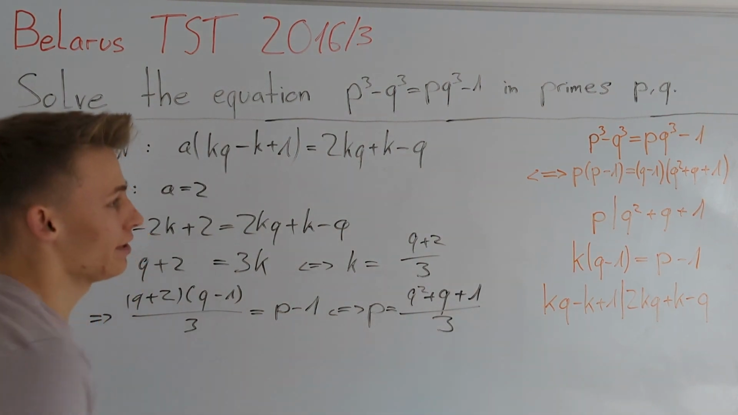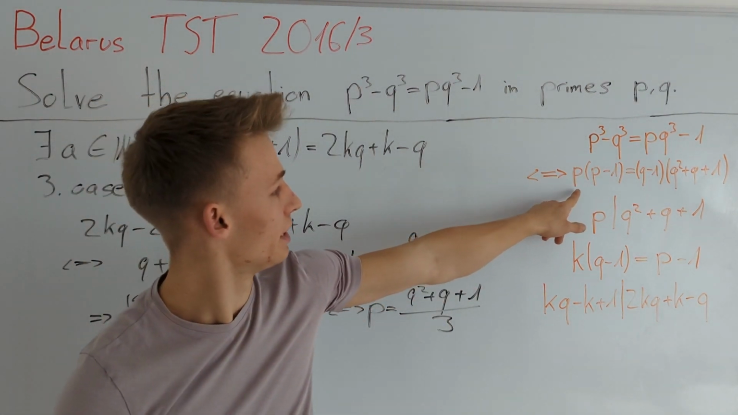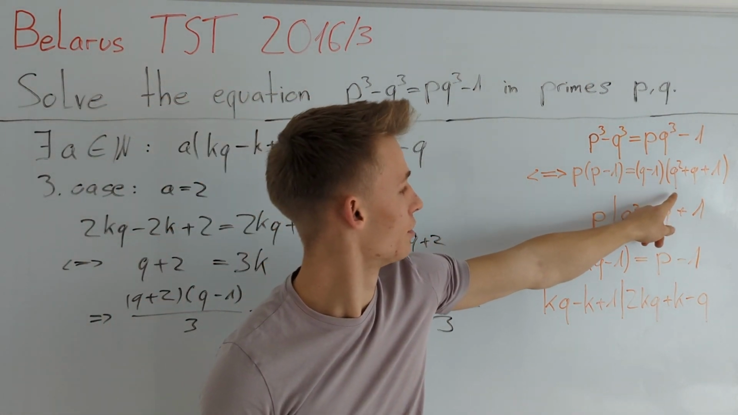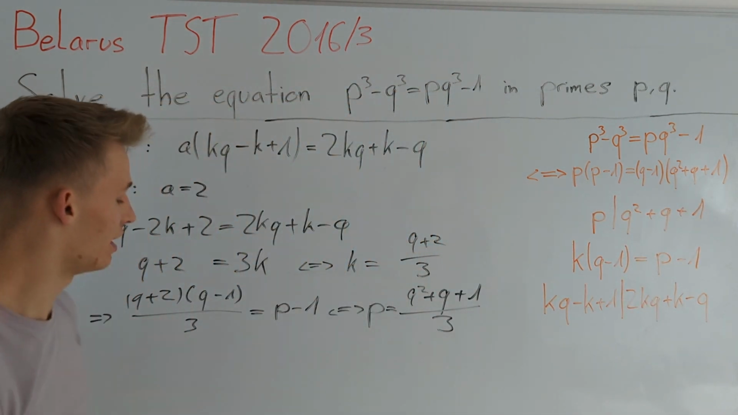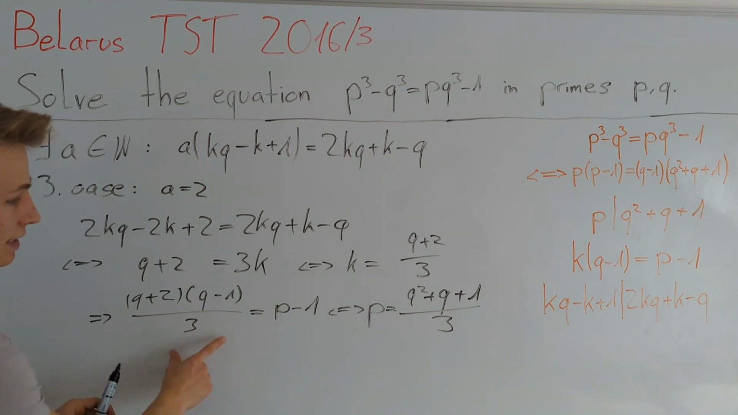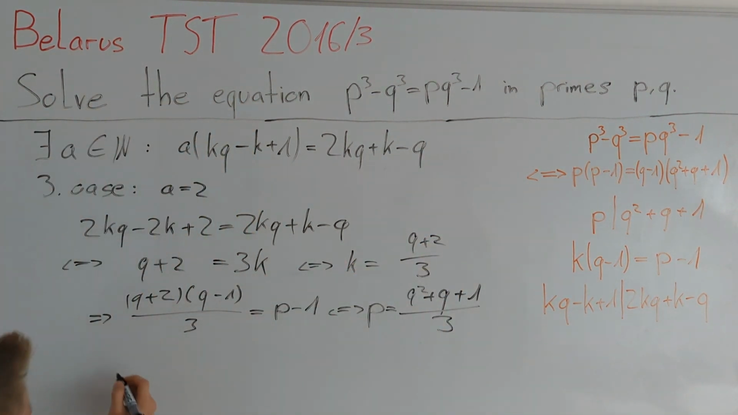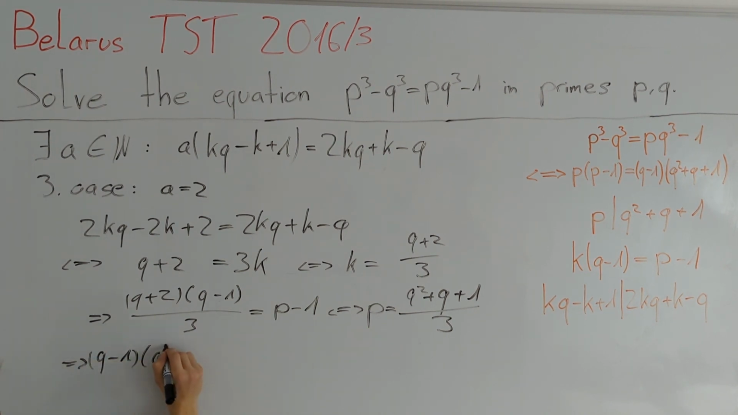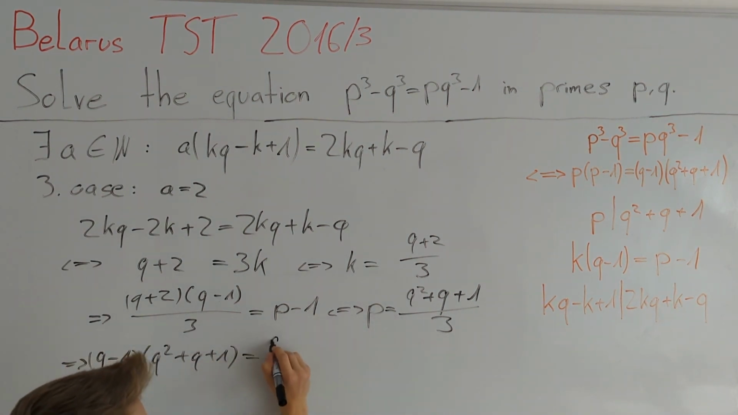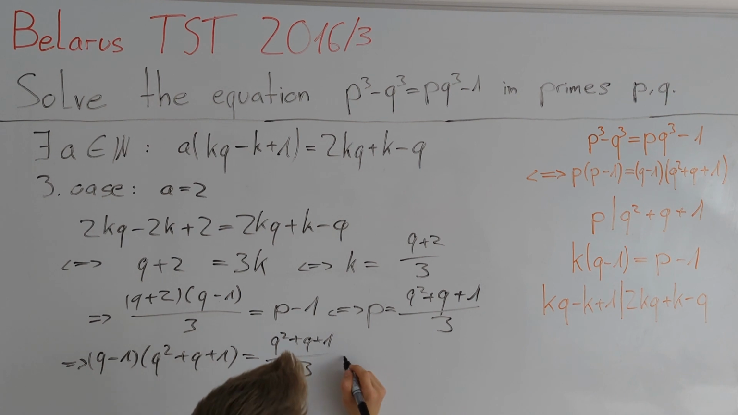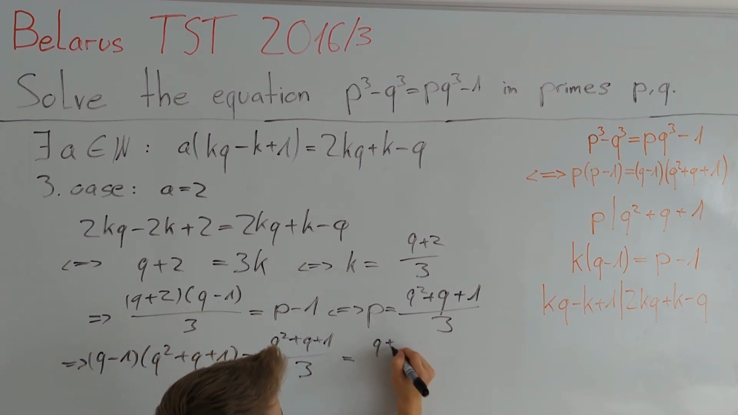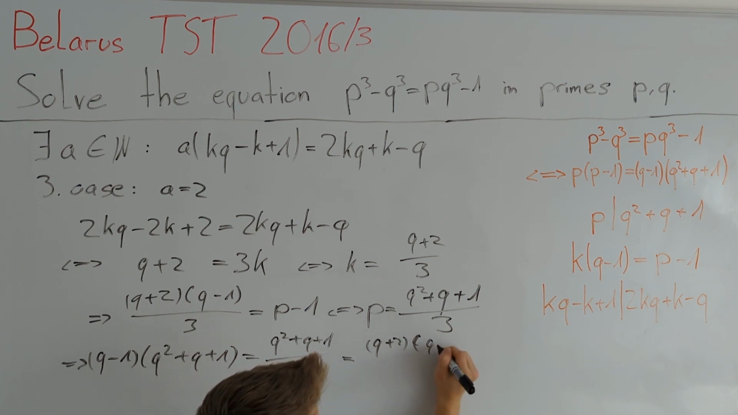all over 3. Now we remember this equation here, namely that p times p minus 1 is equal to (q minus 1) times (q squared plus q plus 1), and since we evaluated p minus 1 and p, we can plug in these two values in the equation and get that (q minus 1) times (q squared plus q plus 1) is equal to (q squared plus q plus 1) over 3 times p minus 1, and this is equal to (q plus 2) times (q minus 1) also over 3.